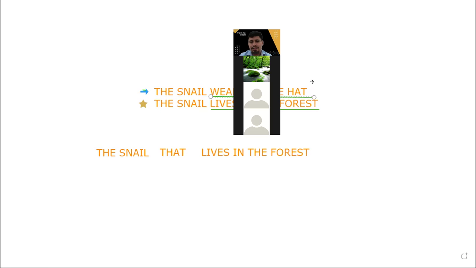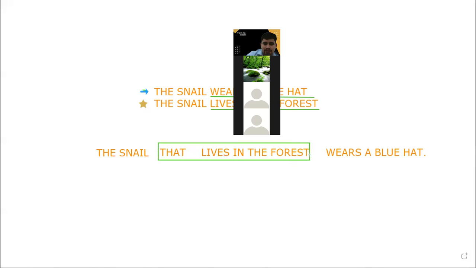Where's a blue hat? Perfect. Well, and there we have a relative sentence. So basically what we have to do with both of them is join the first one as the main sentence and the second one as a relative sentence, because we are including both pieces of information in one sentence. This is going to be the relative. Instead of using the snail again, we use a relative pronoun in order to not use the double subject, okay? The snail that lives in the forest wears a blue hat, okay?